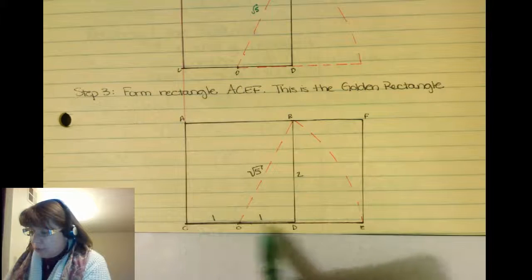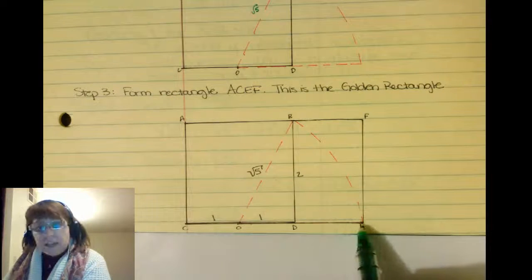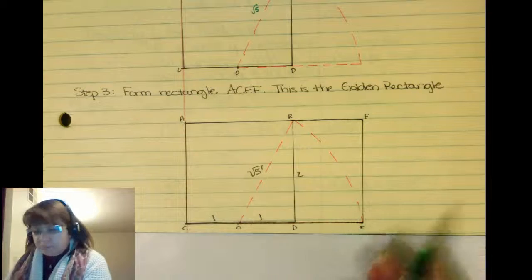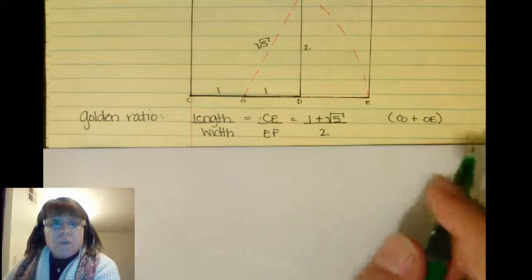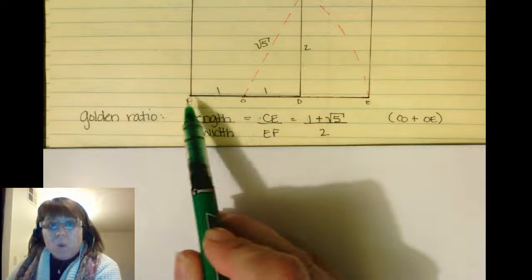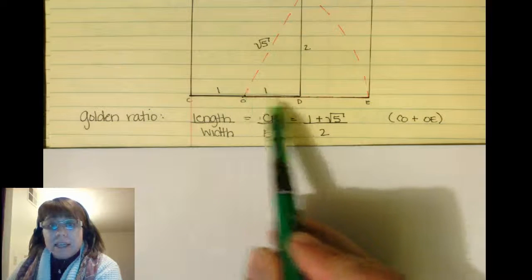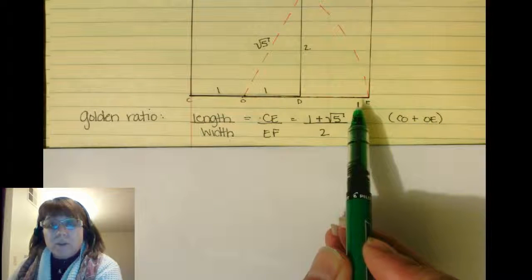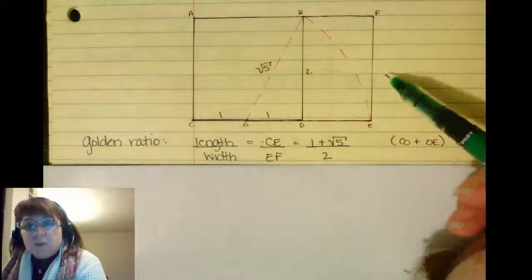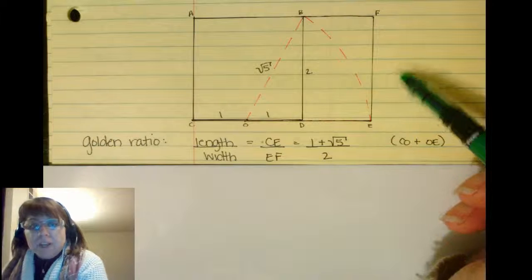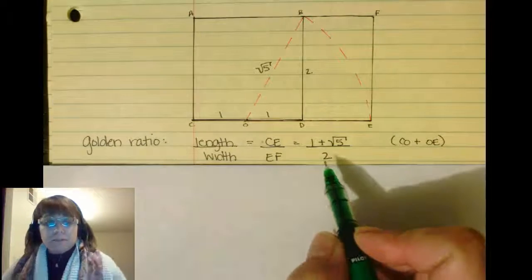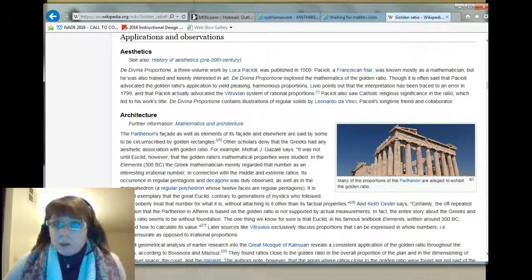Now the ratio between the length of the new rectangle and the height of the rectangle is a very special ratio. It is called the golden ratio. So the length of my rectangle is going to be 1 plus this length right here from O to E, which is the square root of 5. So it's 1 plus the square root of 5. And the length of E to F is 2, because that's how we formed it. So the golden ratio is 1 plus the square root of 5 over 2. I encourage you to go look up the golden ratio.